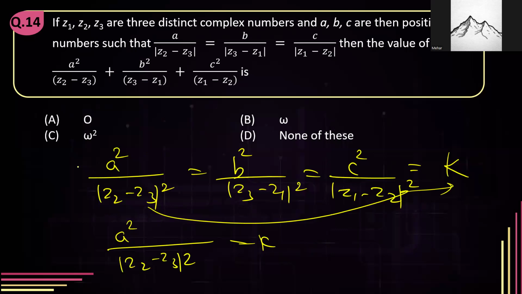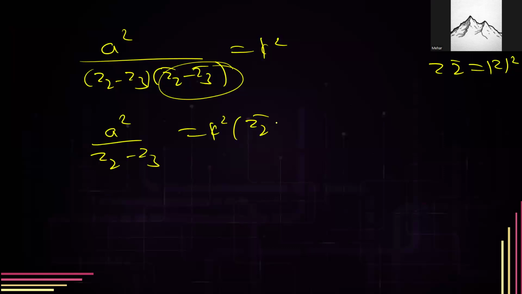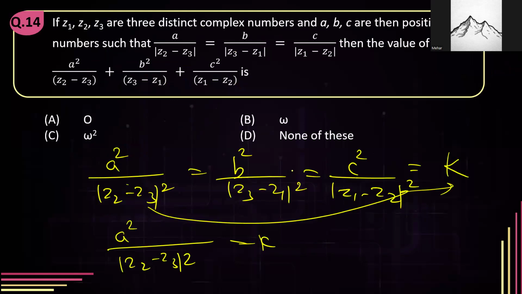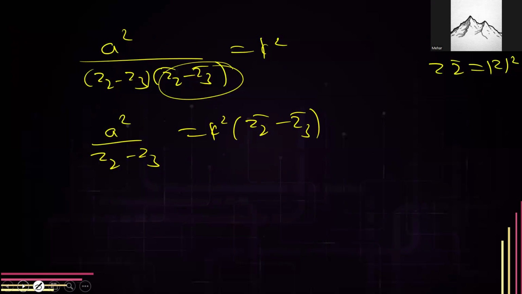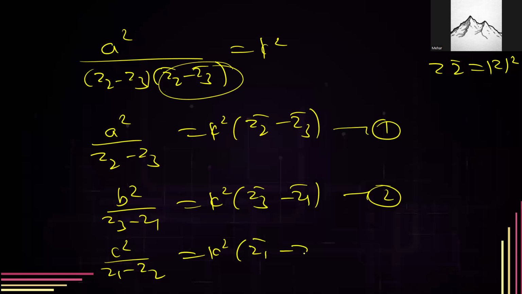And since you wanted A square by Z2 minus Z3, you bring this term to the right hand side. So that will give you A square by Z2 minus Z3 is equal to K square into Z2 bar minus Z3 bar. Similarly, instead of equating the first one with the last one, equate the second with the last, or the third with the last. You'll be able to get the result B square by Z3 minus Z1 equal to K square into Z3 bar minus Z1 bar. So this is equation 1, this is equation 2. Similarly, you will get C square by Z1 minus Z2 equal to K square into Z1 bar minus Z2 bar.